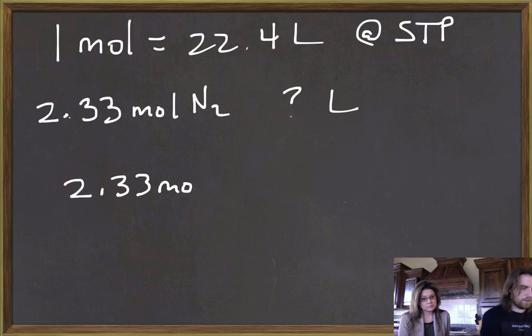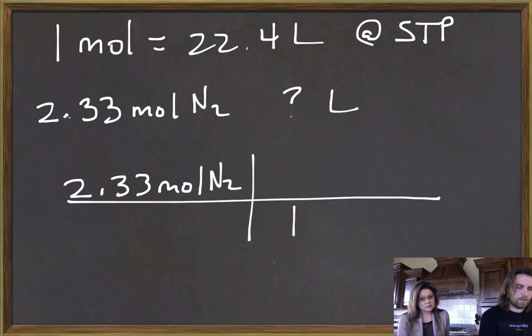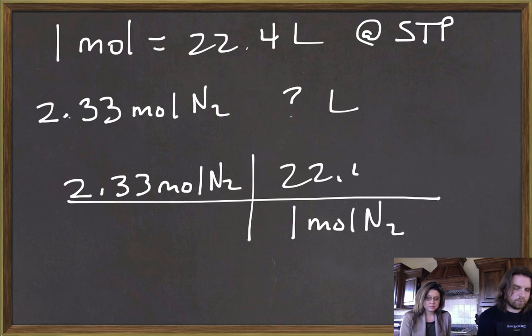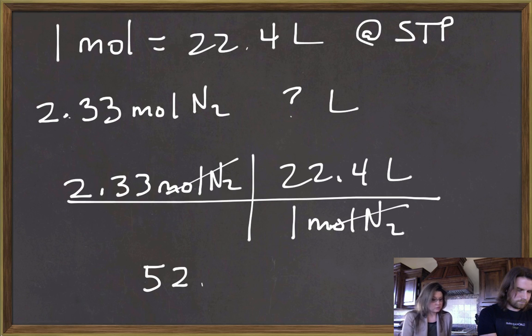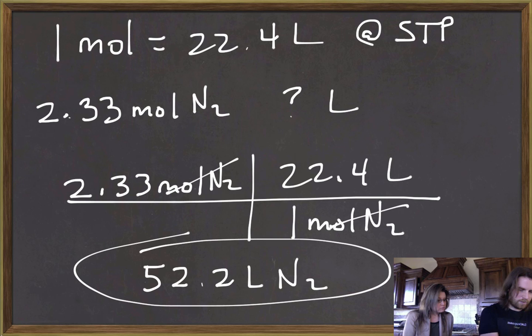2.33 moles of N2. I don't know how many liters that is, but I know that 1 mole of nitrogen gas is 22.4 liters. So if we multiply those two together, then it's 52.2 liters. That's a lot of liters of nitrogen gas. It sure is. But that was a pretty easy conversion. That's just another train track thing that we can use.